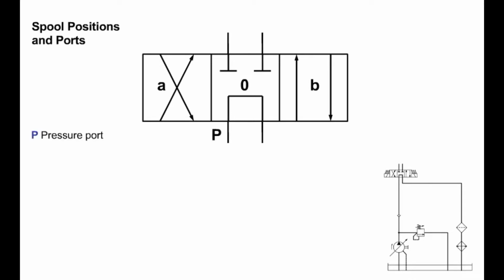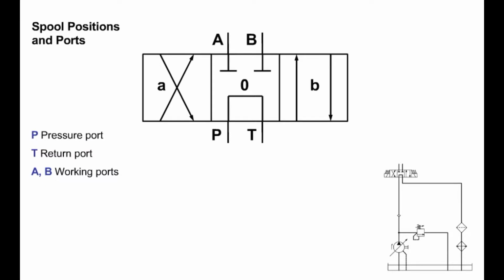The pressure port is designated as P. This is the connection to the hydraulic pump. P stands for pressure. The return port is designated by the letter T. This is the connection to the reservoir, earlier called the tank. There are 2 working ports shown, designated as A and B. These are the ports to which the hydraulic load or energy converter will be attached.